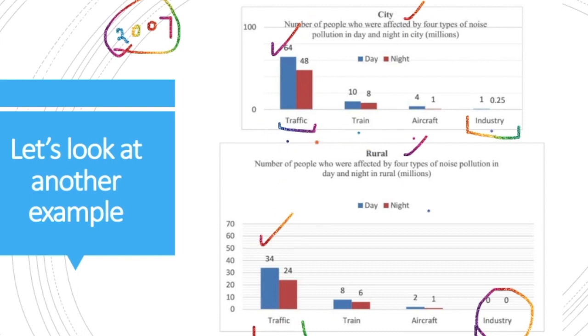And another thing that we are drawing out is that people in cities are getting affected more by the noise than in rural areas, right? So this is your overview. Now para 3. In para 3, you're going to compare the traffic noise day and night in cities. You can take up traffic and train in the first para and aircraft and industry in the second para. Or you can talk about just cities in one para and rural areas in the second para.